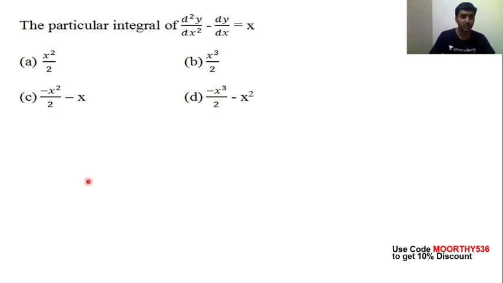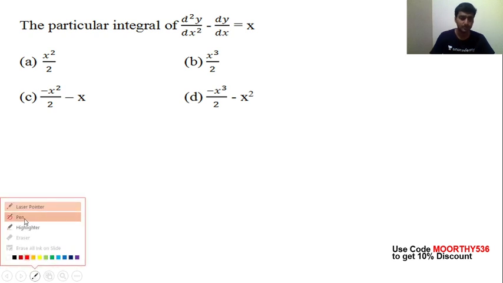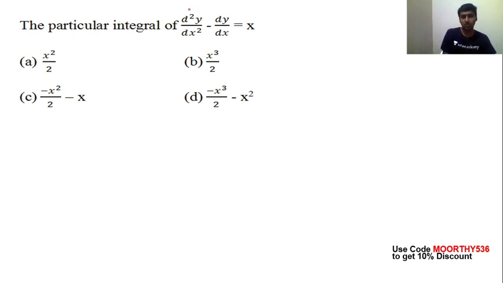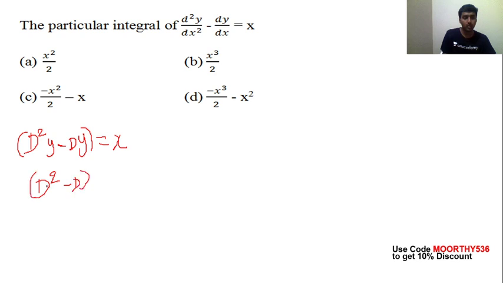Now I am giving the explanation for this question. We are going to solve this question and identify the correct option for the given differential equation. We know that first we have to convert d square y divided by dx square into capital D square y minus dy is equal to x. Then here (D square minus D) y is equal to x.